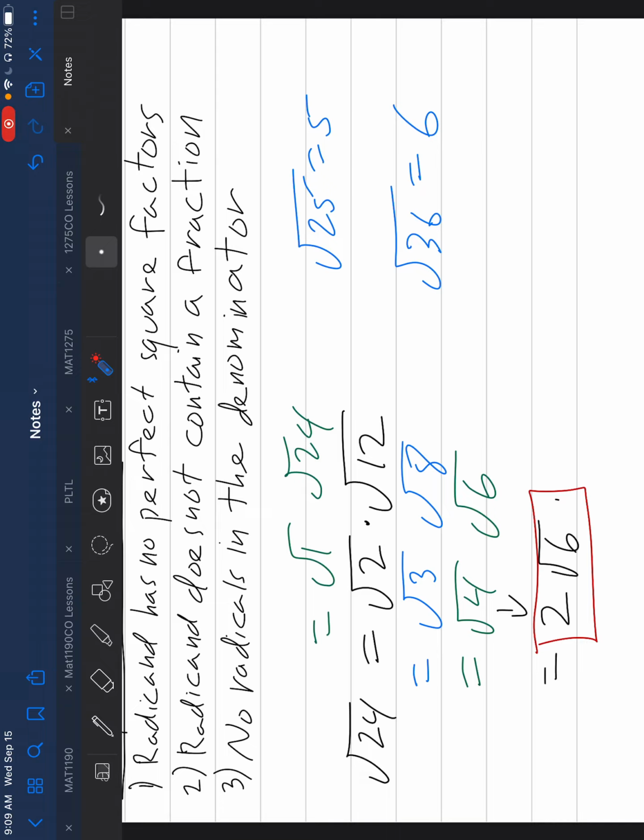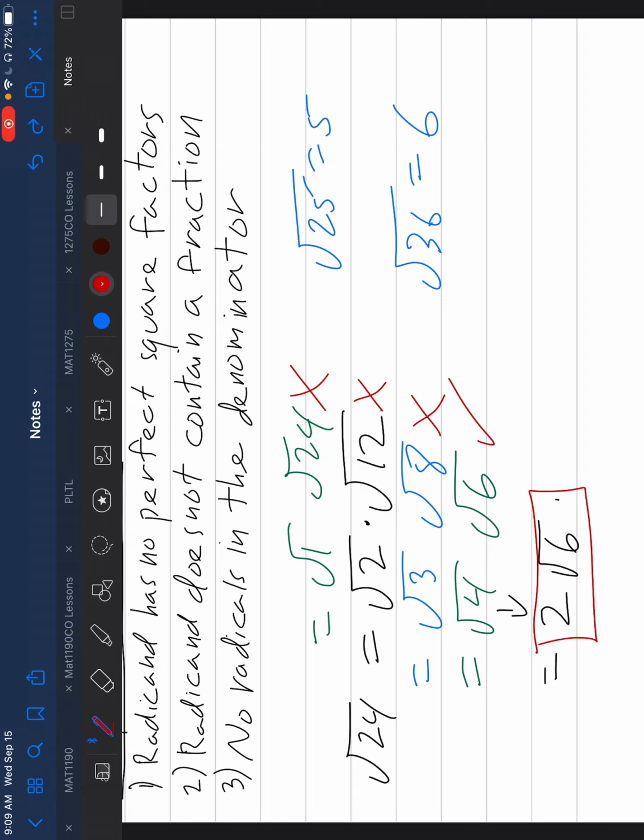But as far as simplifying a radical goes, factors of 1 in itself are no good. That doesn't help. And in this case, the factors of 2 and 12 don't help. The factors of 3 and 8 don't help. The factors of 4 and 6 do help. And the question is why? Why does this work and these don't?